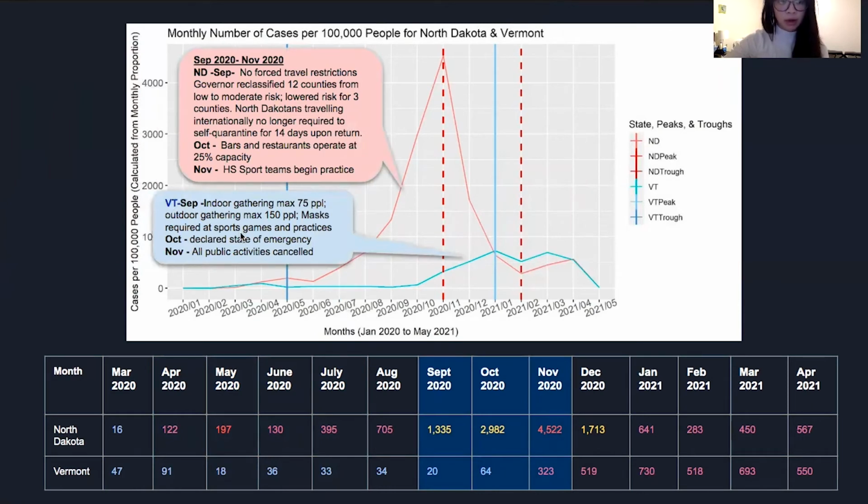In Vermont, in the month of September, indoor gathering was a maximum of 75 people and outdoor was still 150. In North Dakota, there were no real travel restrictions. The situation was worsening, and actually, the governor increased the risk for more counties. North Dakotans traveling internationally were no longer required to self-quarantine for 14 days upon return. So cases were still rising very steadily. People weren't even quarantining. In October, bars and restaurants operate at 25% capacity, and high school sport teams also began meeting and beginning to practice.